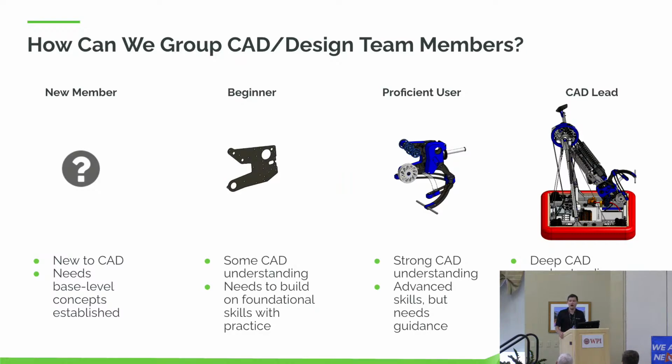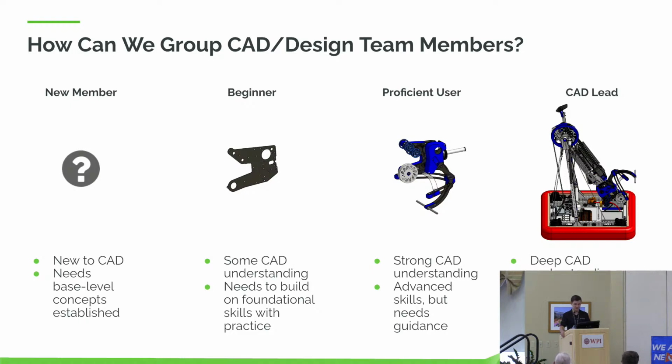I also like to think about how we can group CAD members. I think this is helpful to understand where students are at and what they should be able to do going into the build season. So if you have somebody that's a new member, they're new to CAD, and they don't even really understand the base level concepts, they're going to struggle with, well, what's a constraint? What do you mean coincident versus concentric? A beginner might understand those things. They've probably been in a CAD class, or maybe they did a little bit of this before. They've been a duckling for somebody and they've seen this before.